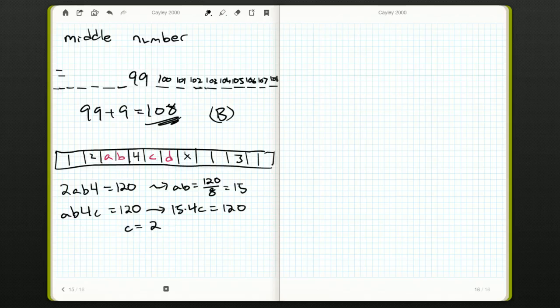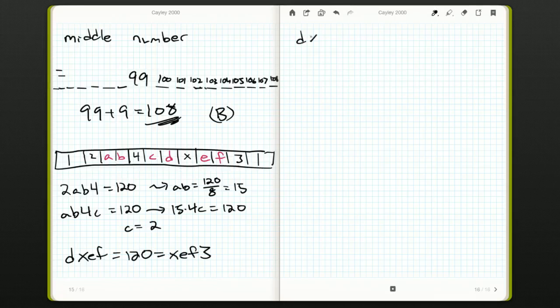Now, I can see how to do it. I'm just trying to figure out the best way to explain it. So we'll add in these ones, E and F, right here. D, X, E, F, that's a run of 4 consecutive numbers, has got to be 120, but that's also got to be the same as X, E, F, 3. So DXEF is the same as XEF3. And if I divide both sides by XEF, then suddenly I see D is equal to 3.